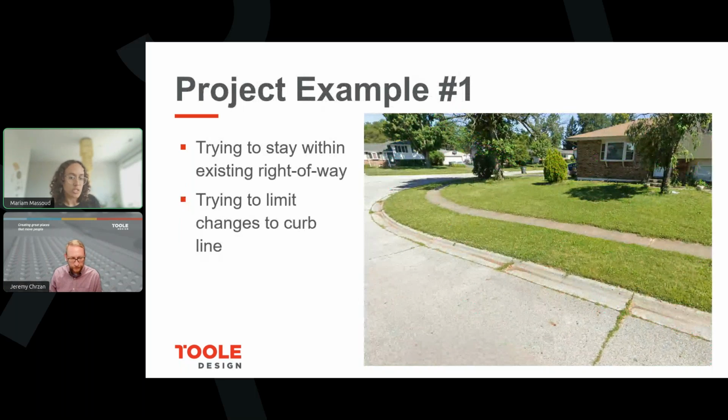In our first example, it's part of a Safe Routes to School project, so we're really just installing crosswalk and curb ramps. We're not resurfacing, so we're trying to limit our changes to the curb line. And because right-of-way is not a part of the scope, we're trying to stay within the existing right-of-way, just about a foot off the back of the walk.